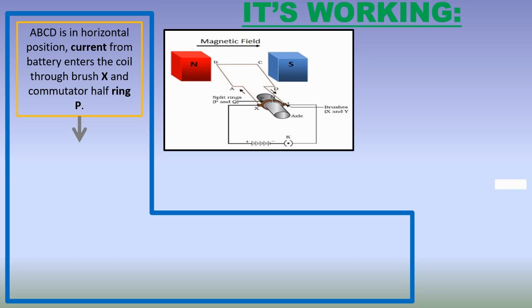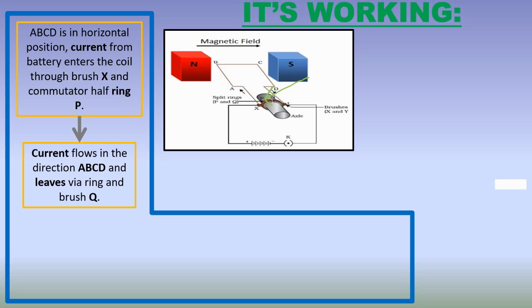We also see a battery. These are the split rings which I have marked in green color, and there are brushes X and Y. The split rings are P and Q. So the positive terminal of the battery is connected to X, that is the brush X, and the current enters through this brush X. It goes through ABCD, the armature coil, and comes through Y.